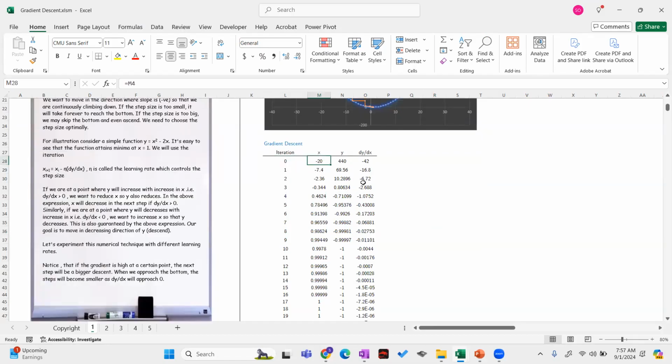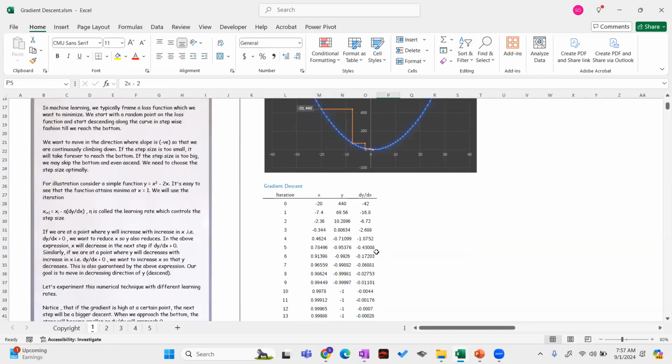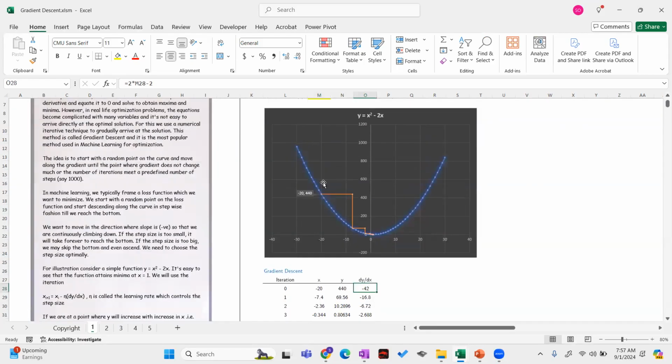Initially, x equal to minus 20, correct? Y is 440. What is the derivative at this point? We know the derivative is 2x minus 2. So 2 times minus 20 minus 2, which is minus 42. Minus 42 is the slope. You can see clearly that at this point the slope is negative. It is actually a big number.